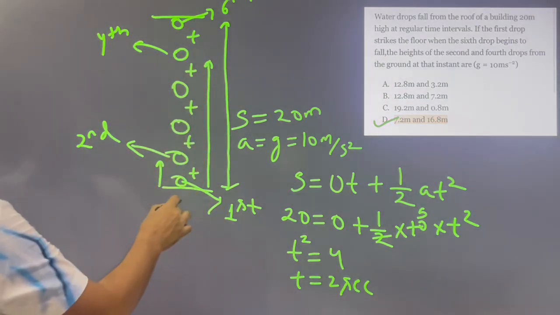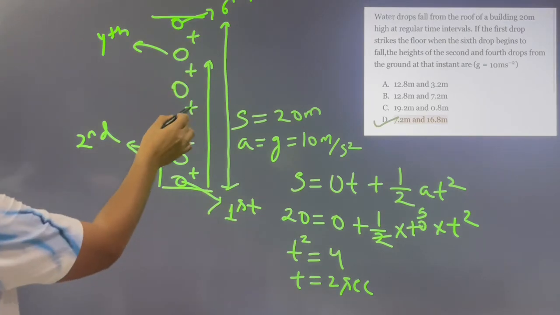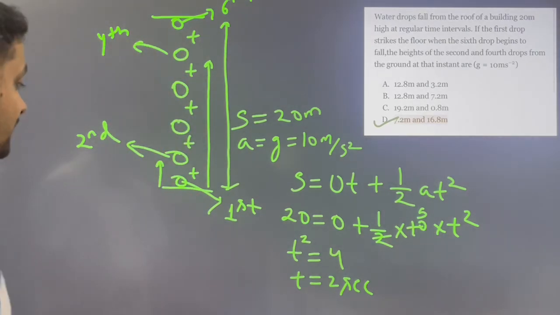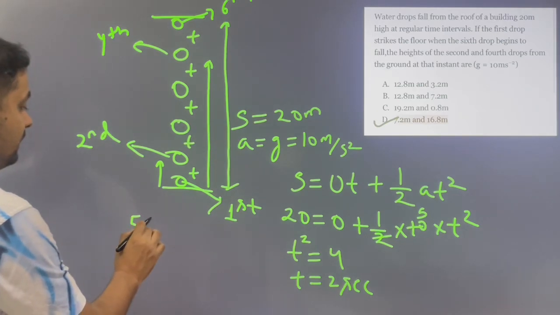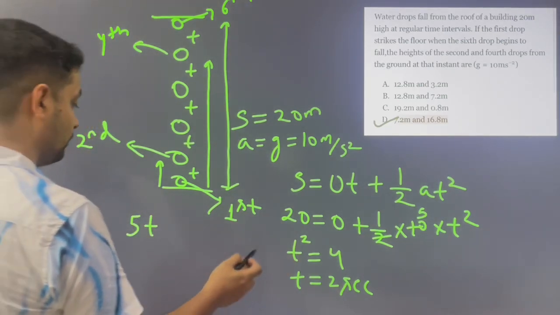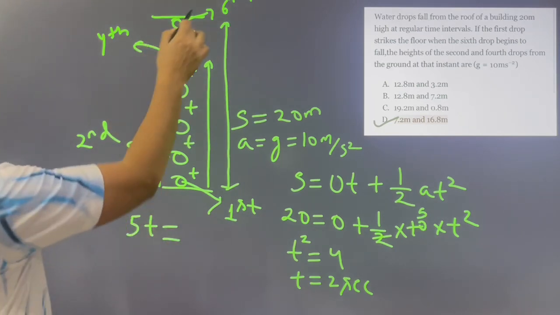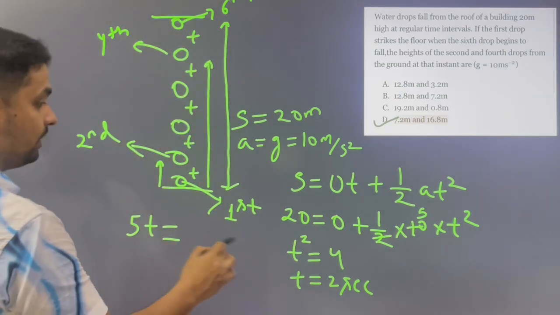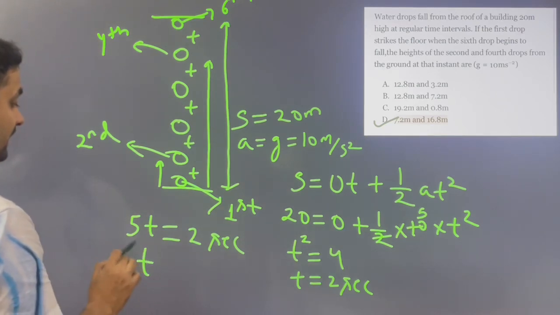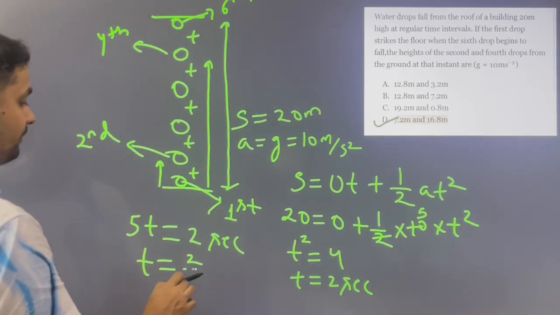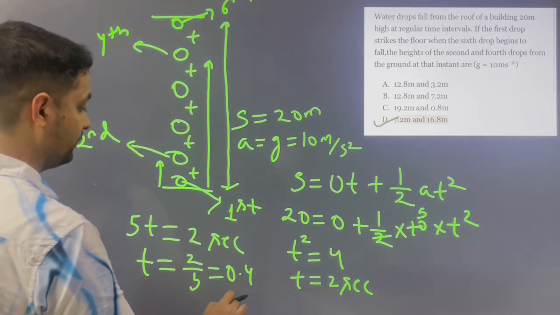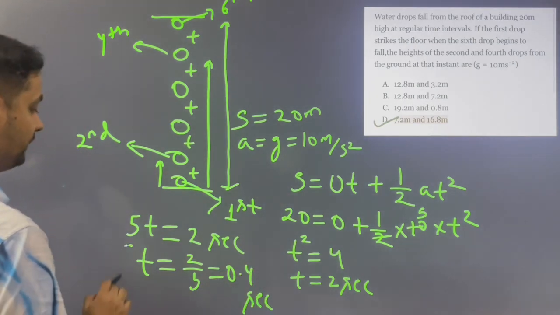This total interval is 2 seconds. That means T plus T plus T plus T plus T, 1, 2, 3, 4, 5, that is 5T. Here, this is total time T, not only small t. 5T equals to total time, which is 2 seconds. Then each interval is what? 2 divided by 5, 0.4 second. Each interval is 0.4 second.